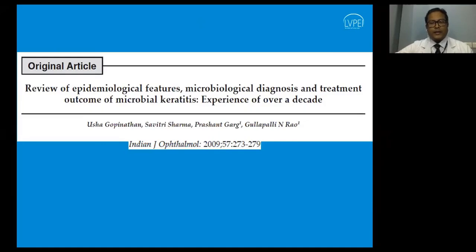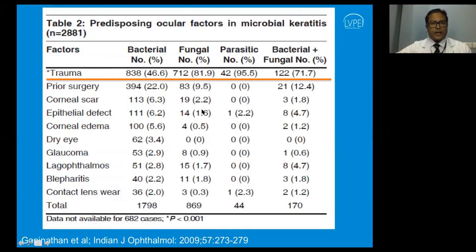So an important article that is relevant here is the review of epidemiological features, microbiological diagnosis and outcome of microbial keratitis, the experience of over a decade, published in the Indian Journal of Ophthalmology and available freely for download from our group. This article analyzes the results of close to 2,000 patients, and amongst the risk factors, trauma was found to be the most important predisposing risk factor in fungal and parasitic keratitis, followed by bacterial keratitis.